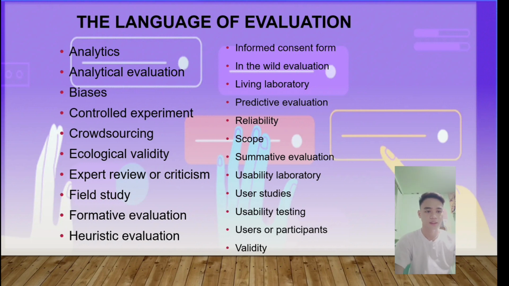Next is reliability. Reliability is the consistency of a method: how well it produces the same results on separate occasions under the same circumstances. Another evaluator or researcher who follows exactly the same procedure should get similar results. Different evaluation methods have different degrees of reliability.